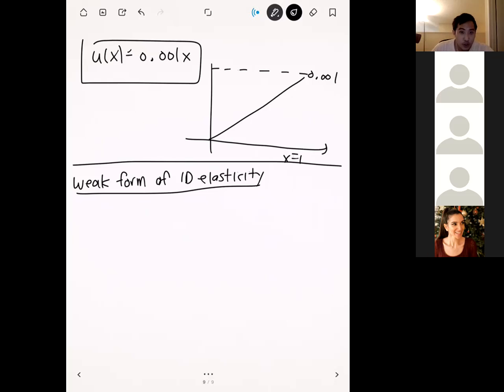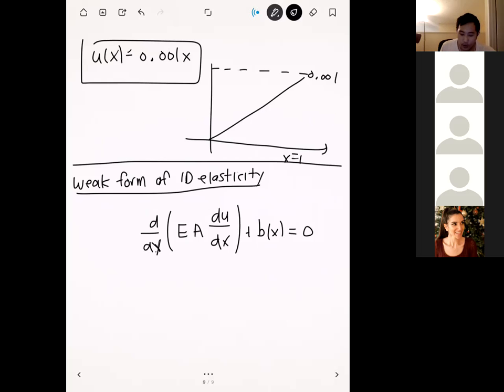The starting point for our weak form is going to be our governing equation. Our strong form governing equation, if you remember from literally 10 minutes ago, was this: d/dx of E times A du/dx, plus b of x, is equal to 0. This was our strong form of the equation.